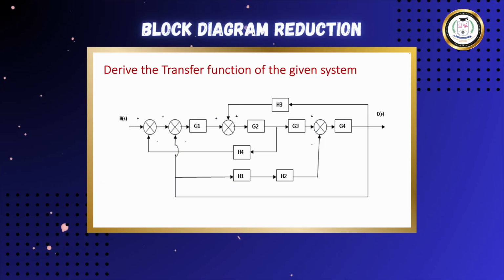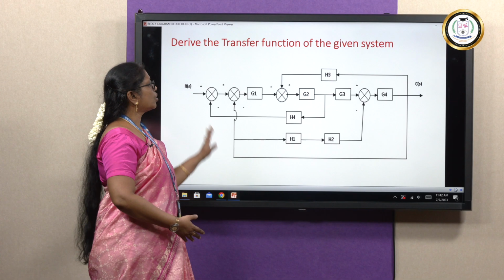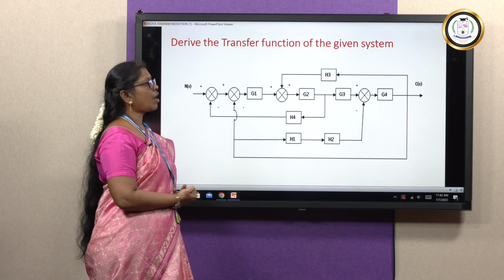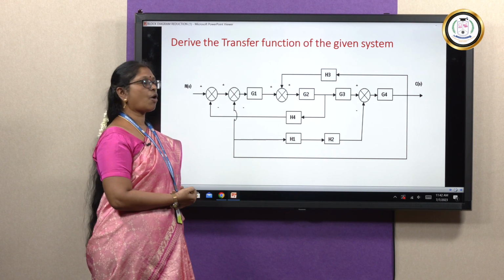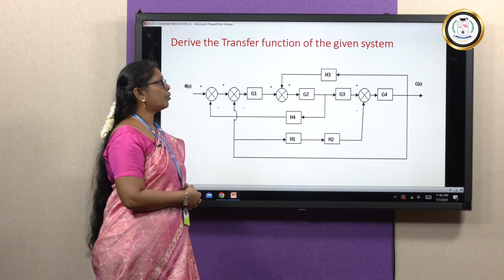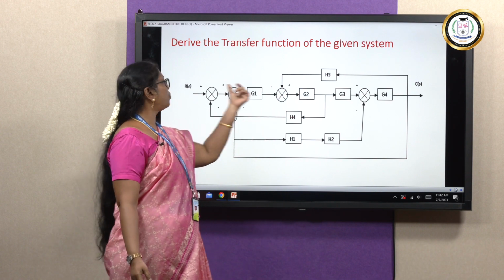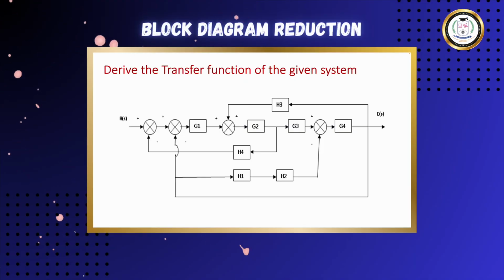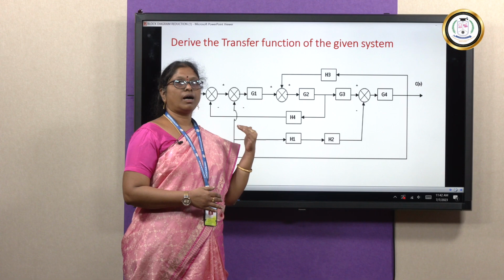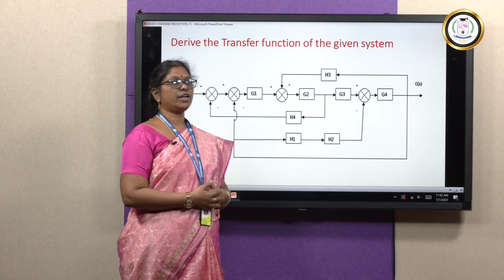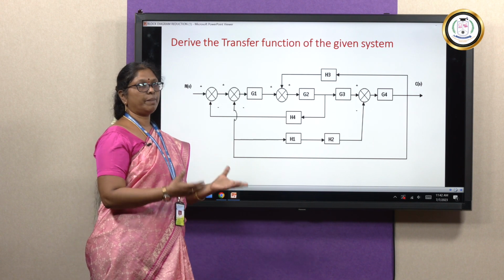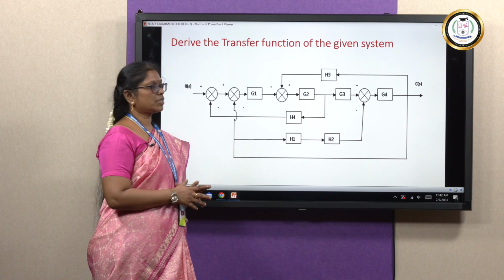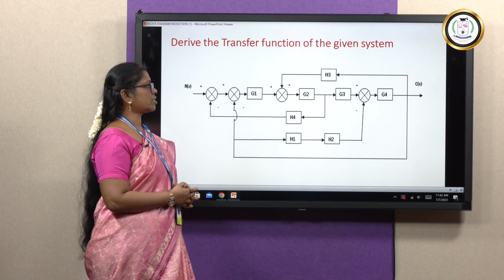So, now we are going to see a problem where we are going to find the transfer function of a given block diagram. So, this is the given block diagram. We are going to derive the transfer function of the system. C of S is the output, R of S is the input. By applying these rules whatever we have discussed now, we are going to rearrange and reduce the blocks and bring it to a final transfer function. We are going to derive the transfer function.